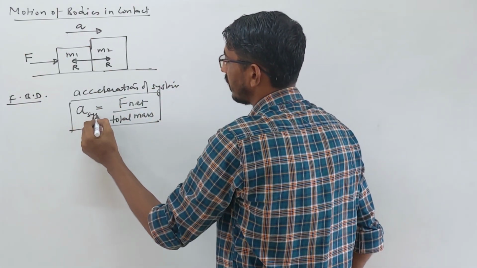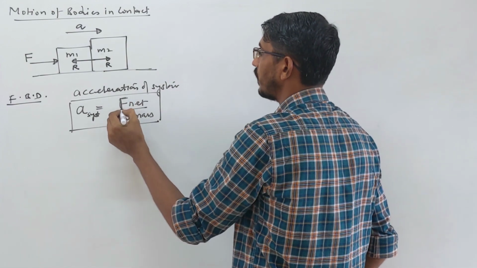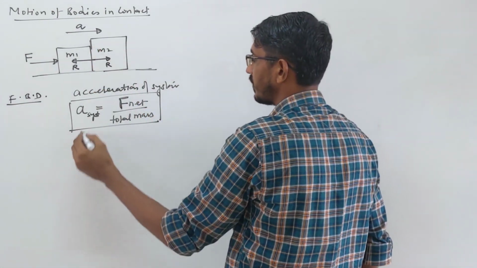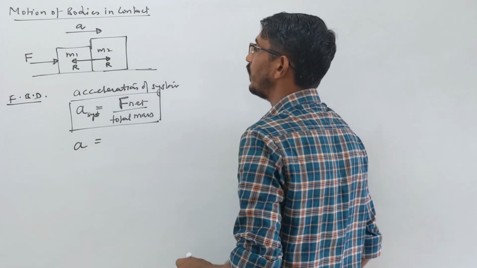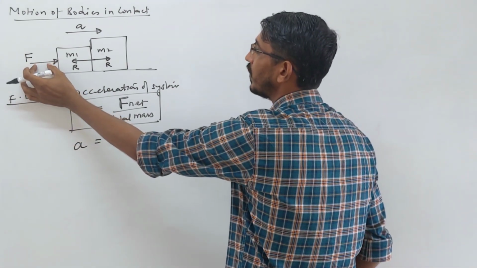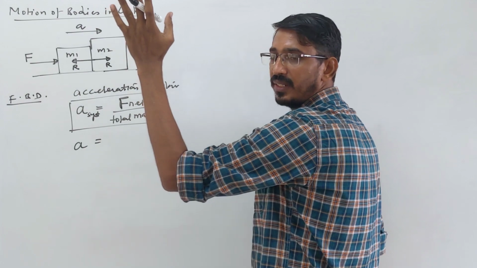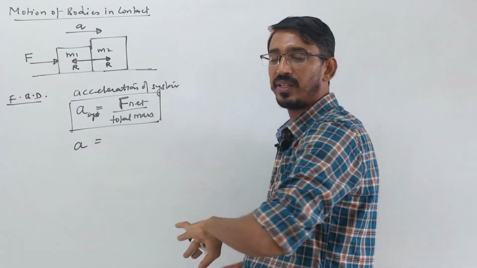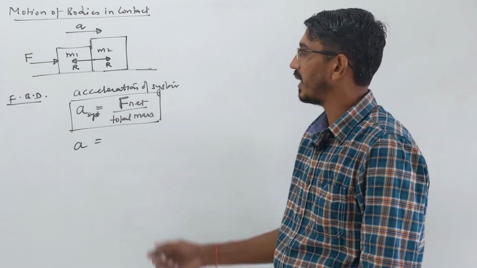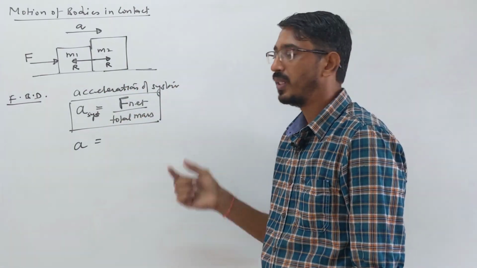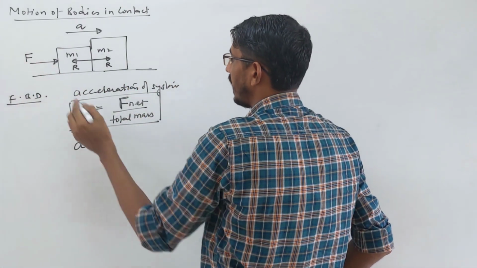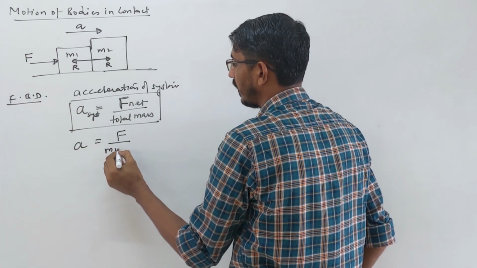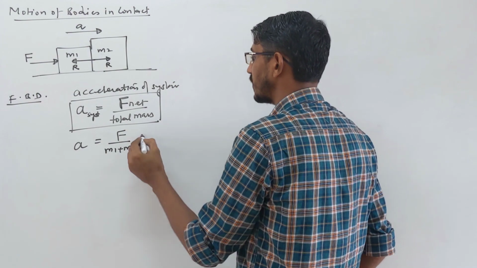It is always the net force acting on the system divided by the total mass. In this case, what is the force acting? There is only one force F, that's all. No friction is given here. Sometimes friction will be given, that we will learn in the friction topic. Right now we are assuming there is no friction. So only one force applied here, F. What is the total mass? m1 and m2. This is the acceleration of the system first.